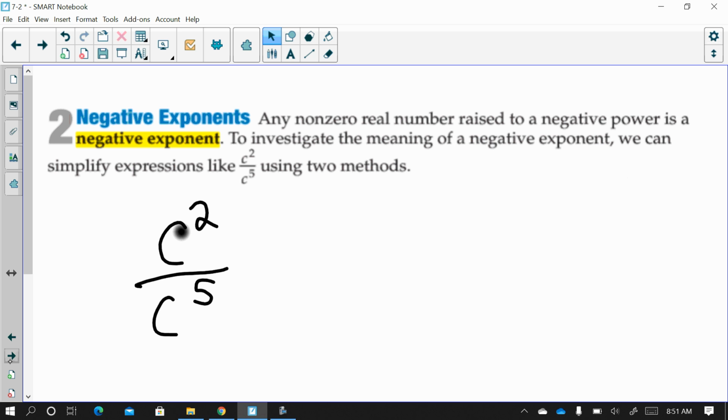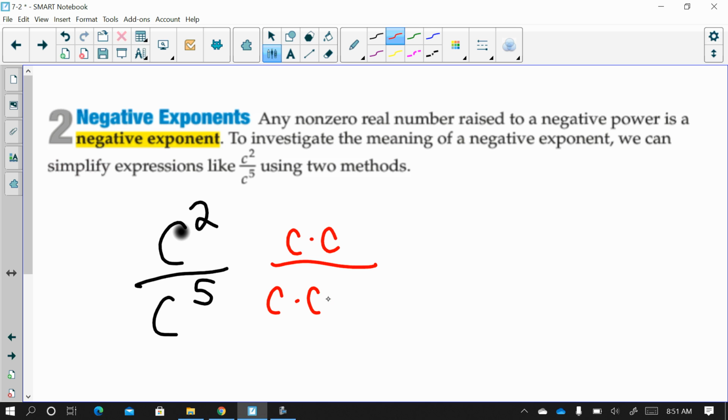Right, so that leads us on to a new example. What happens when we have a negative exponent? Okay, let's see what happens. Let's work through what c squared over c to the 5th is. C squared is c times c. C to the 5th is c times itself 5 times. Let's see what cancels. So I get 1 over c cubed.